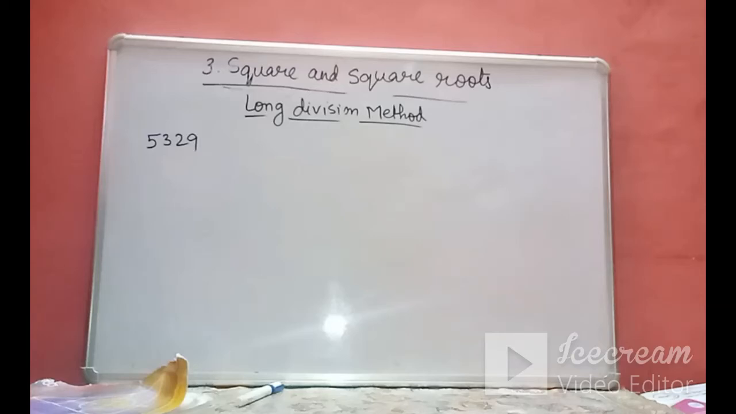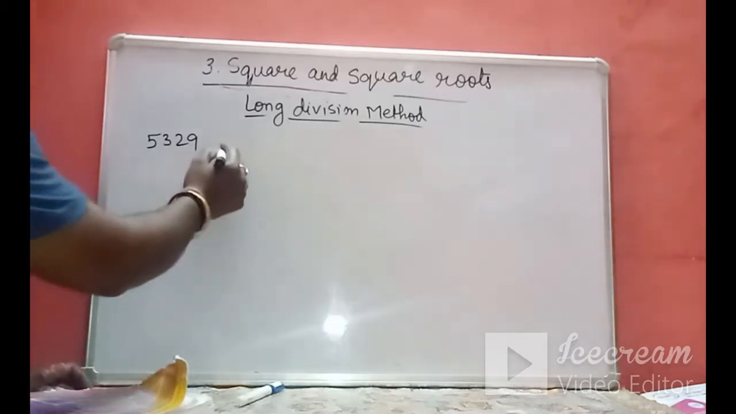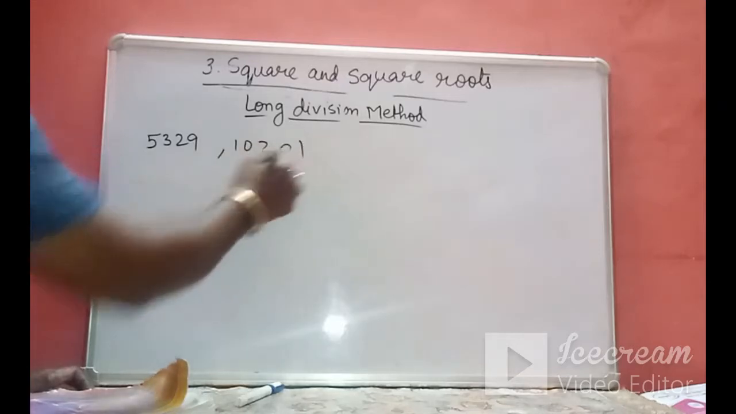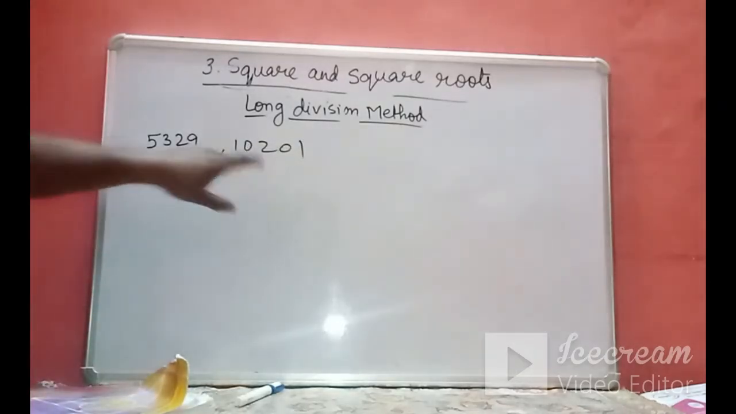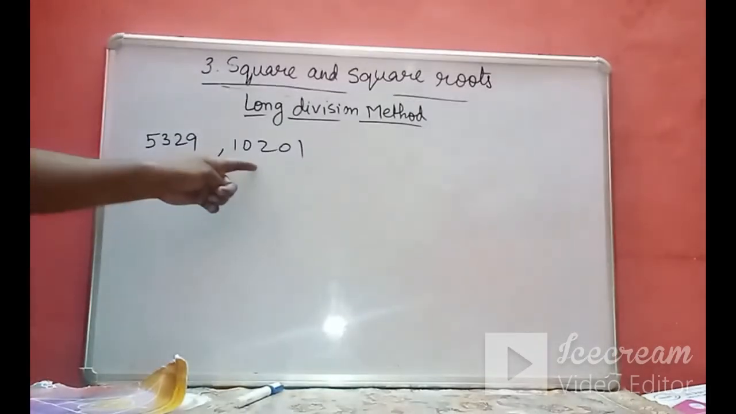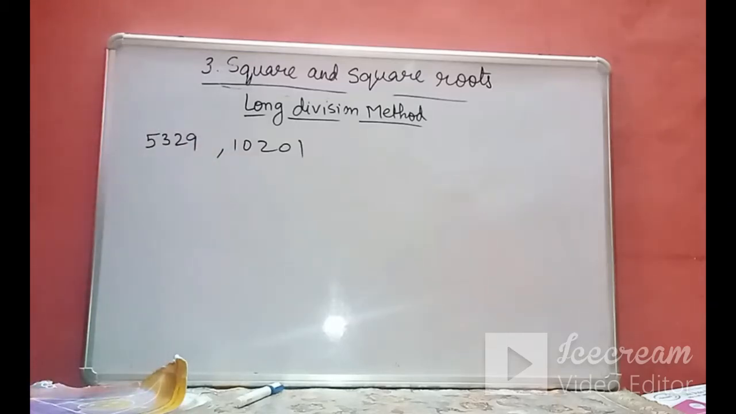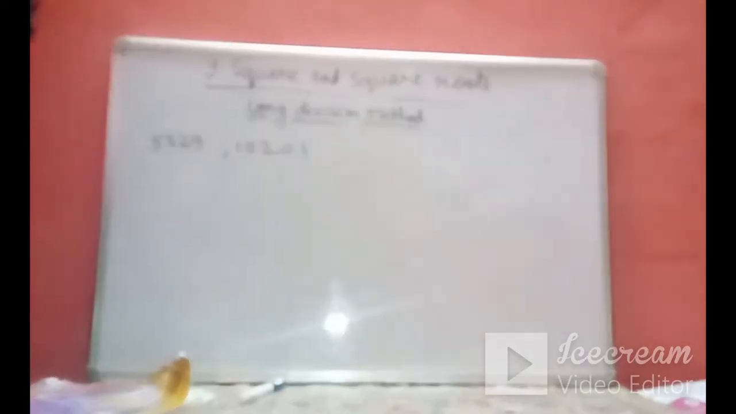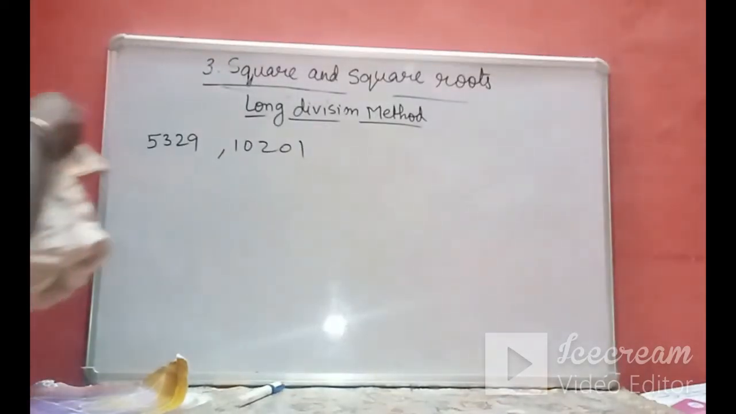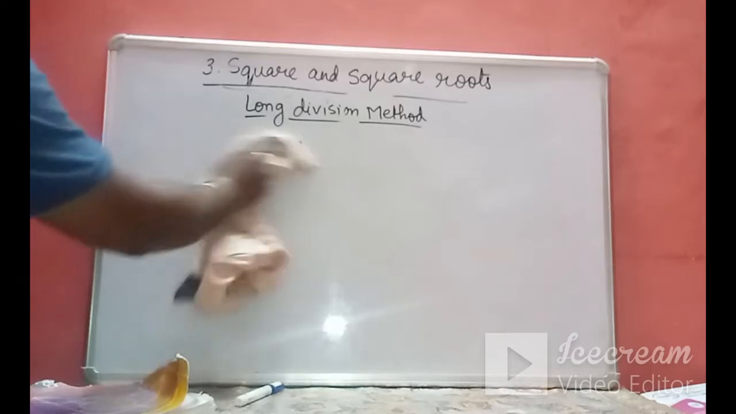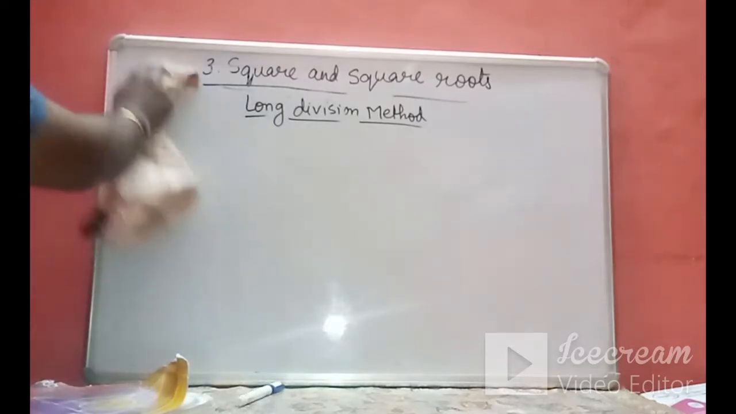So for these types of numbers we will use the long division method, which is the best method to find the square root of numbers like 10201. One number we have seen was divisible by 101 straight away. It is the square of 101, and 101 is also a prime number. So for these types of numbers, the long division method is very useful. Now first of all we will see the long division method for natural numbers.